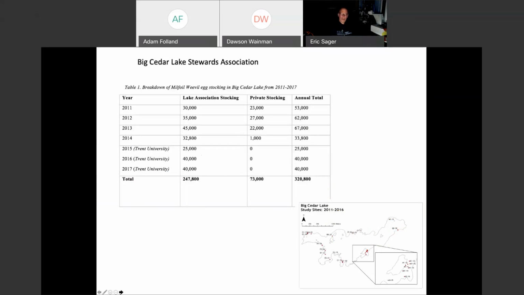So there's a small lake just north of Peterborough, Big Cedar Lake, who hired a company, EnviroScience. There was a company that was commercially stocking lakes, who then went out of business. And then we took it over from an experimental perspective in 2015 and ran for another 3 years. And so we stocked a lot of weevils into a lake that had a whole lake infestation of Eurasian milfoil.